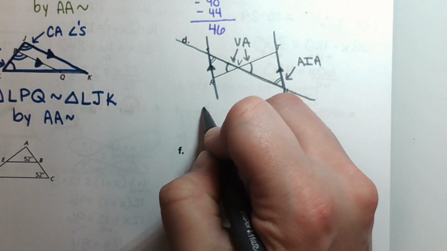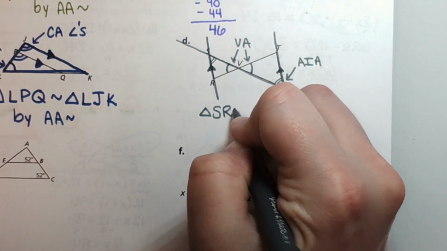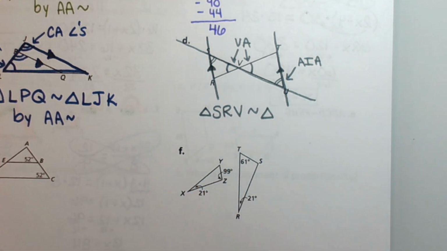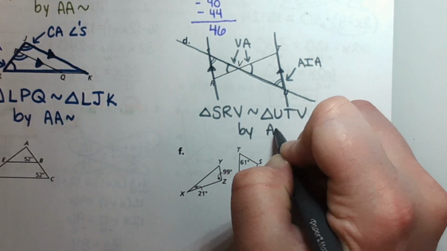I have two pairs, so I could say the triangles are similar. First one I'm going to call SRV. It's similar to triangle. What order must I go in on the triangle on the right side? I started at S, so I agree starting with U. Then I went to R. R is this one. So I have to go to T. U, T, V. Again, we know this by angle-angle similarity.